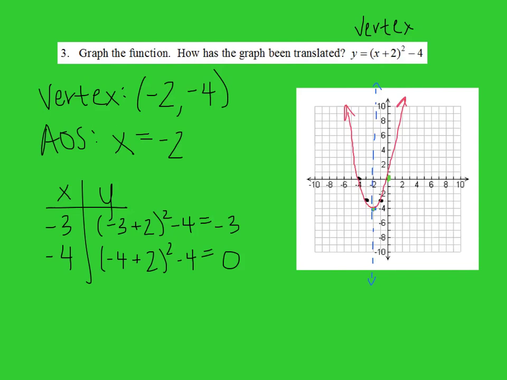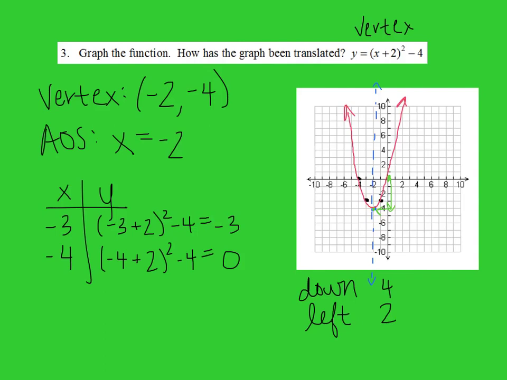So to get to my vertex, should I go up or down? Down. And should I go left or right? Left. So I know that this has shifted down. It's actually shifted down by 4, and it's shifted left by 2. Now, did it stretch or compress? It's kind of hard to tell looking at this picture.